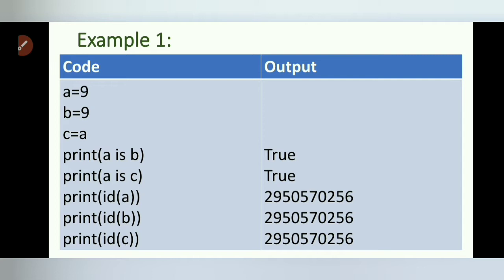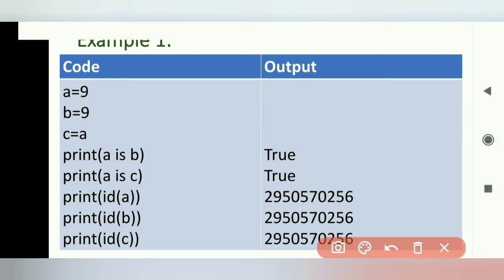9 is assigned to A, 9 is assigned to B, A is assigned to C. Print A is B, the output will be true. Print A is C, the output will be true. Print id(A), it will display the memory location of A. Print id(B), it will display the memory location of B. Print id(C), it will display the memory location of C.